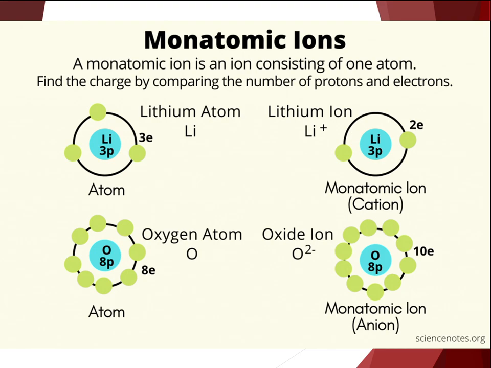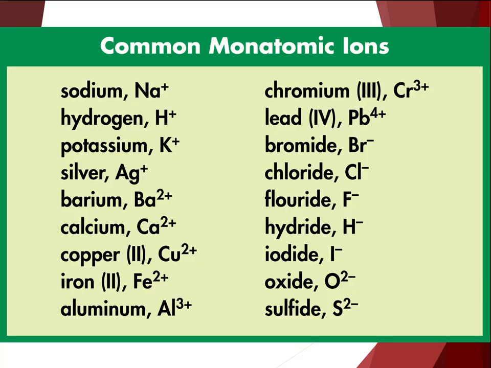Many ions consist of a single charged atom. For example, an ion of sodium is one charged sodium atom. An ion that consists of only one charged atom, like the sodium we just discussed, is what is known as a monatomic ion. The chart on the screen here shows some examples of monatomic ions.